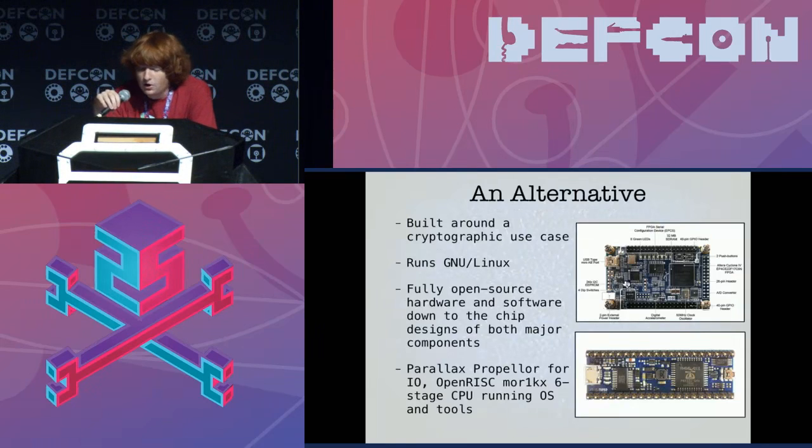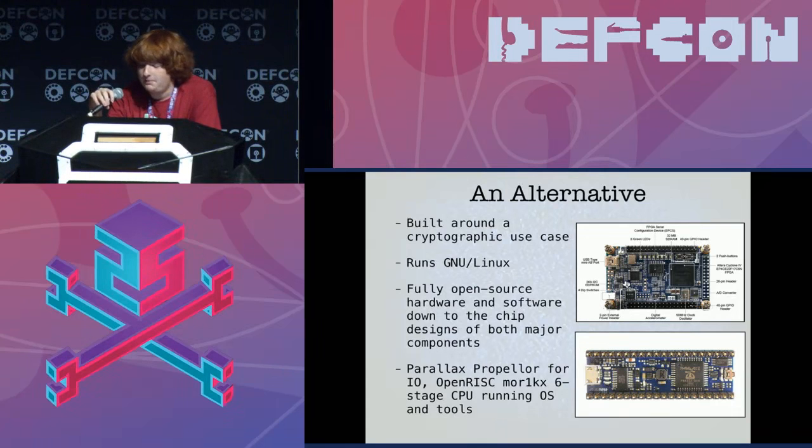So our alternative is built around a cryptographic use case, because that's about all I can do with this system. It runs GNU Linux, as I mentioned earlier. You can see the block diagram of that board over there. That's the DE0 Nano that we're using to run the software right now. It's fully open source hardware and software right down to the chip designs of both major components, although the board is not actually open source hardware on the DE0 Nano side. I'm just talking about the chip there.